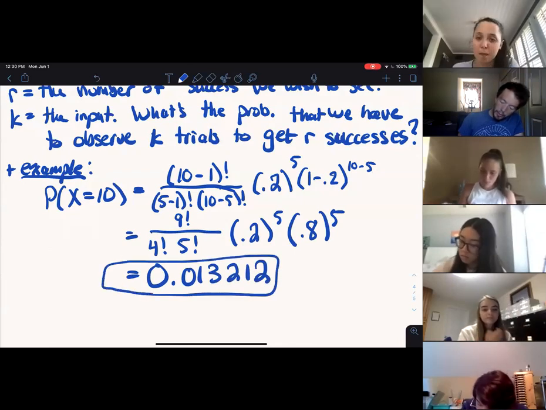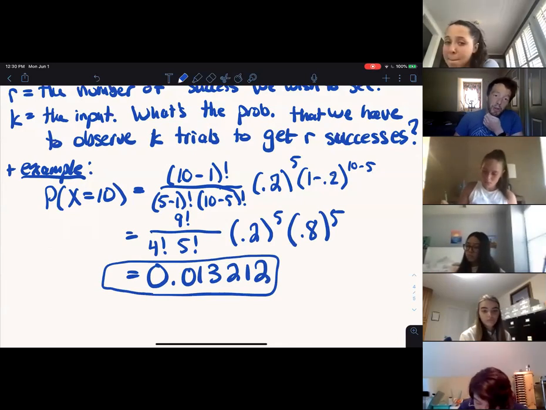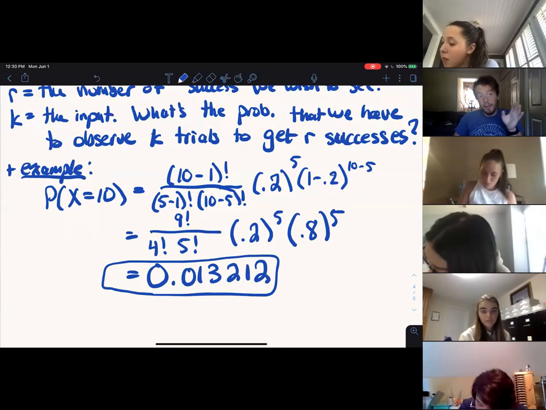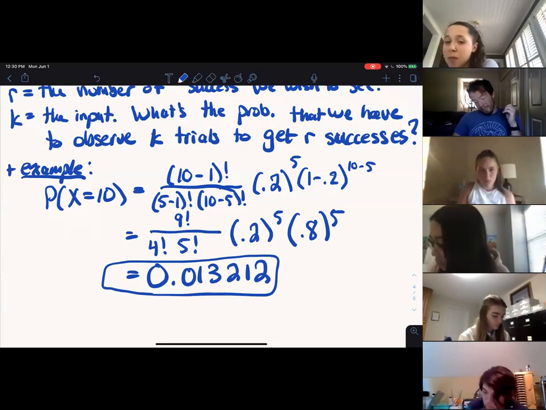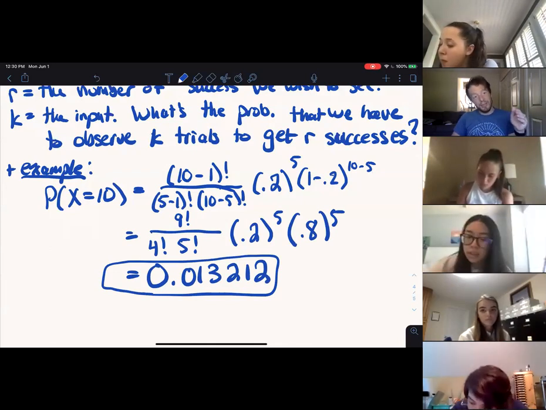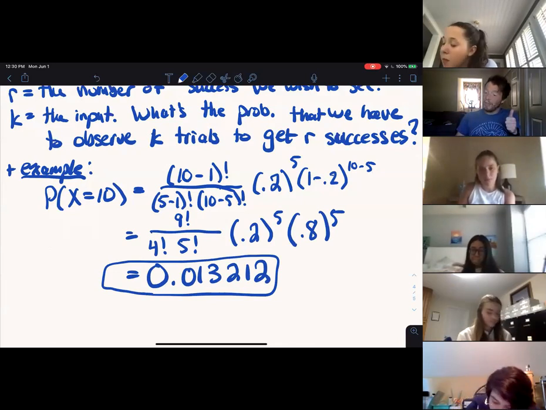So with probability 0.013212, it will take me 10 trials before I observe my 5 first gen students. If I were to do this experiment over and over again, 1.3212% of the time, it would only take me 10 trials to find my 5 first gen students. Okay? This is another just sort of plug and chug.